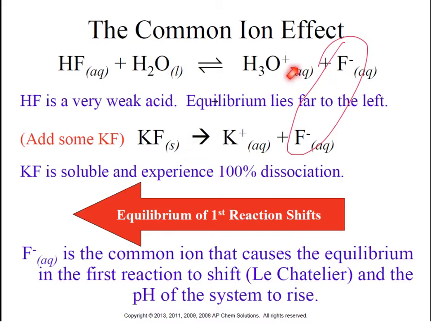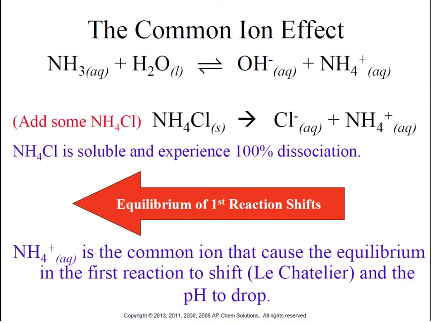But this one right here, it's going to cause to go back that way, and if it does that, that's also going to decrease the concentration of the H3O+. If you decrease the concentration of the hydronium, you're raising the pH up more towards neutral. We could do the same thing with a weak base. It sets up equilibrium. If we add something to this system, like NH4Cl, the NH4+, the ammonium, is going to drive equilibrium back towards the left, thus decreasing the OH- concentration, thus dropping the pH.